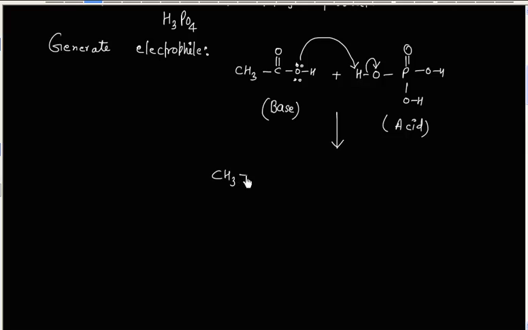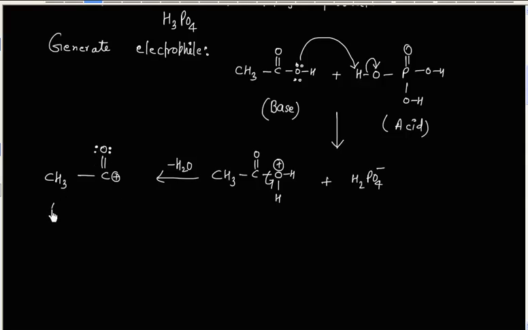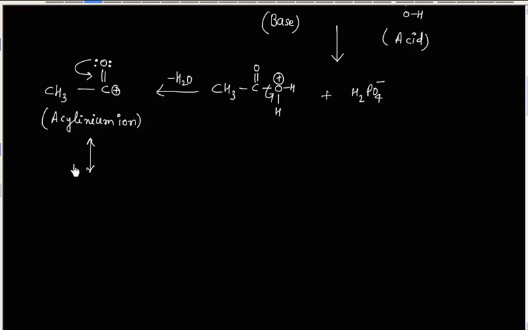So we will have CH3COOH2 plus and H2PO4 minus. Now the next step, we can lose one molecule of water to generate an acylinium ion. And this acylinium ion is resonance stabilized. So acylinium ion is resonance stabilized and very stable.